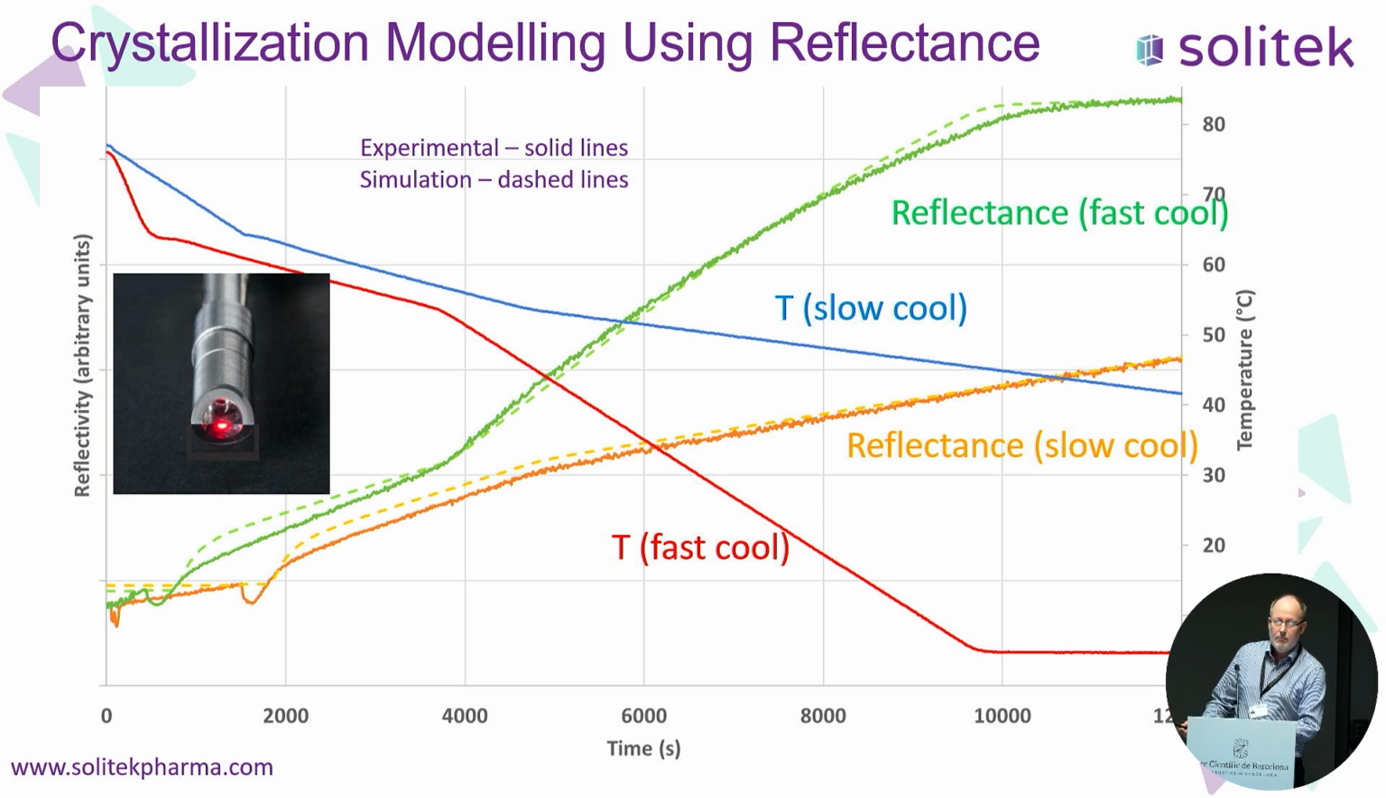And in parallel, we can monitor the reflectance. For the slow cooling, we have this, and for the fast cooling, we have that. And in the dotted lines, we fitted it to our crystal growth model. And you can see that you can get a really good fit of this data to the same crystal growth model that we used before. And then, of course, you can use that for your crystallization development to study the different processing parameters.